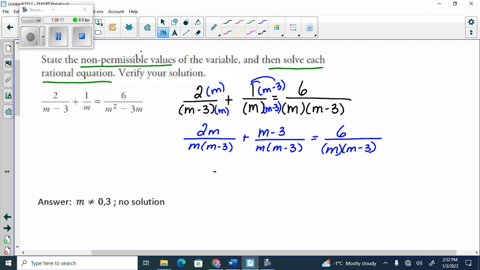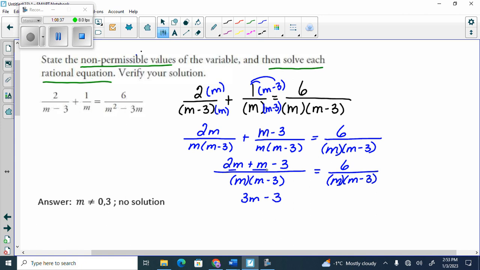So now I can write this left-hand side all over m minus 3. So I'm going to get 2m plus m minus 3. It's nice when it's a plus sign, so remember to distribute. Equals 6 over m minus 3. Then I can take and make this be a 3m minus 3, collect our terms, over m minus 3 equals 6 over m minus 3. Now my denominators are equal, so I'm going to be able to drop them off, but I can't drop them off until I state the restrictions.